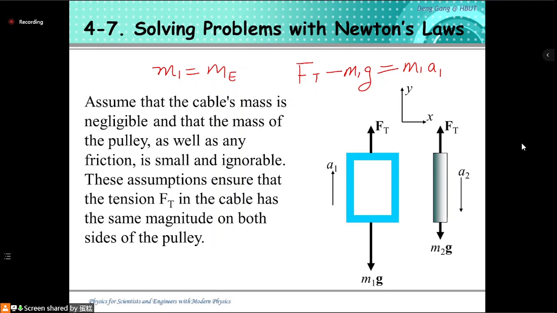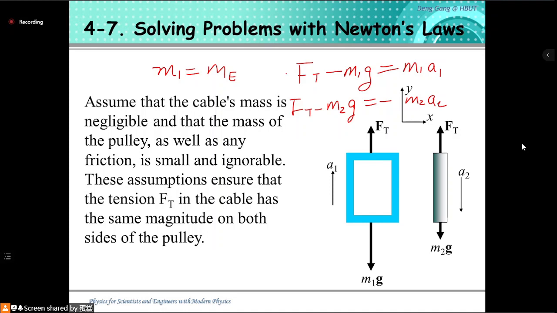And for the counterweight, also Ft minus m2g. m2 is the mass of the counterweight, which is also mc. So it should be equal to, okay, a2 is downward, because when one moves up the other must be moving down, right? They cannot both move up. So this one moves up, this one moves down. So a2 is in the negative direction. That's why here it is minus m2a2.